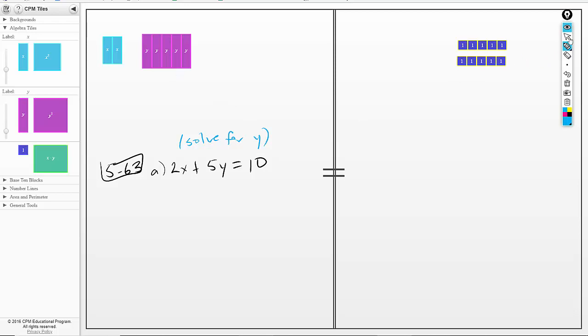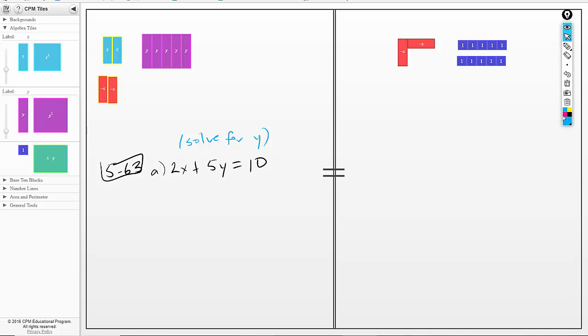Okay, this is our equation mat. And what we're going to do is we really just want one y by itself. And to do that, let's go ahead and start moving things around with legal moves. What we could do first is add 2 negative x tiles to both sides. That's a legal move if we had the same thing on both sides. So we add 2 negative x tiles to both sides, and what does that mean? That means the x's on the left side create a 0 pair, so that actually goes away.